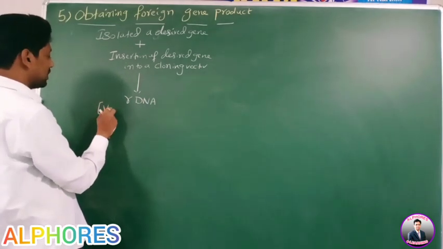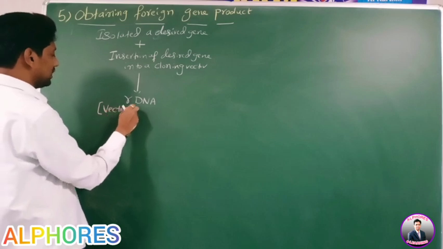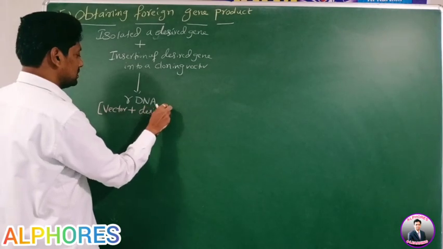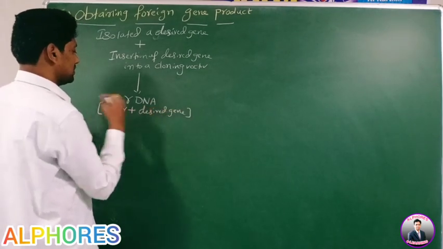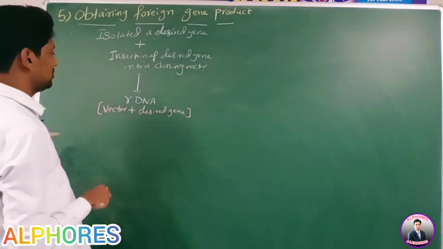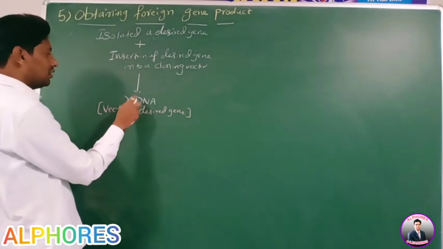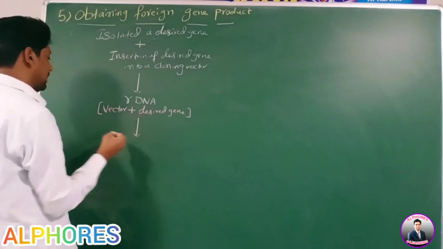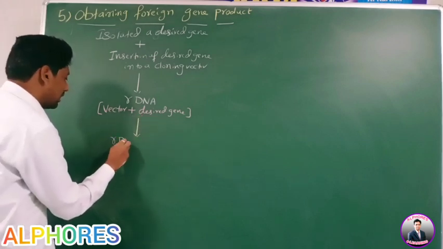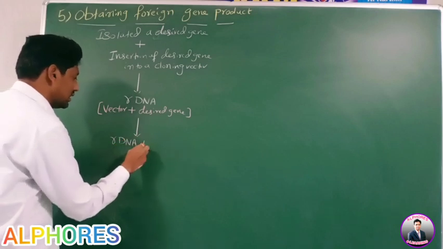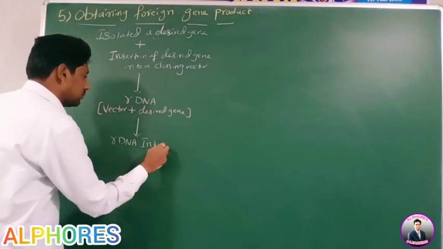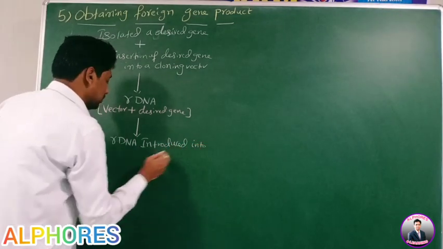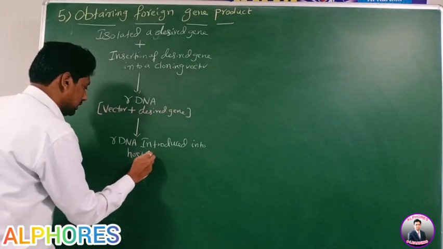What is another name of recombinant DNA? Chimeric DNA. rDNA means nothing but what, sir? Vector plus desired gene. Right? Vector plus desired gene is equal to rDNA. Now this rDNA is introduced into the what, sir? Host cell. rDNA, that is a recombinant DNA, introduced into host cell.